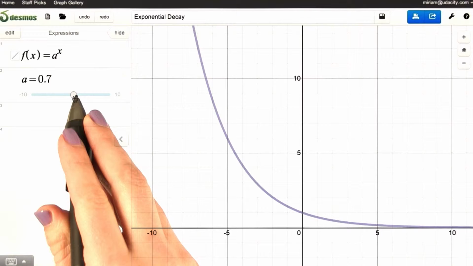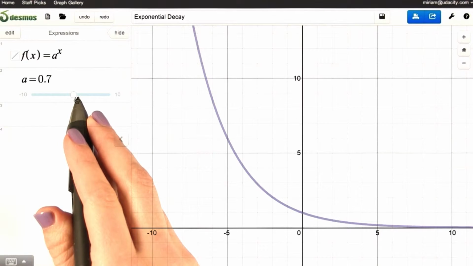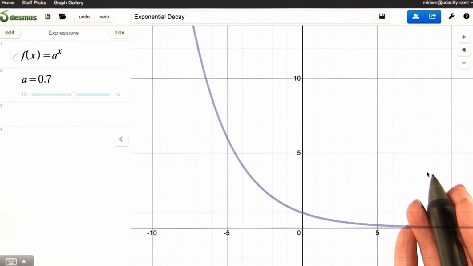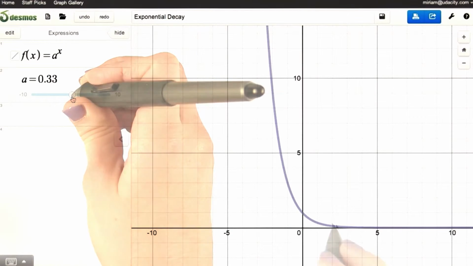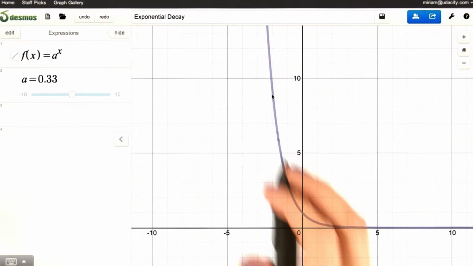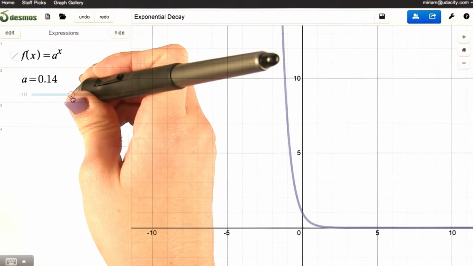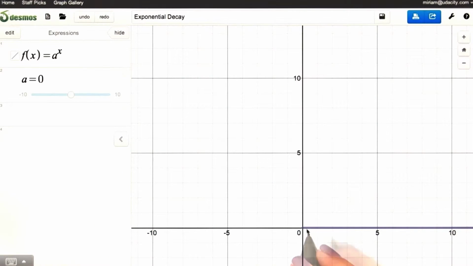You can see right away, just when I let it go below 1, we already have a function showing exponential decay. As I continue to make it smaller, the decay gets more and more steep. It's happening more quickly. That's going to continue to happen until a gets too small. When a reaches 0, we have that constant function again. Except this time, it's at f of x equals 0.